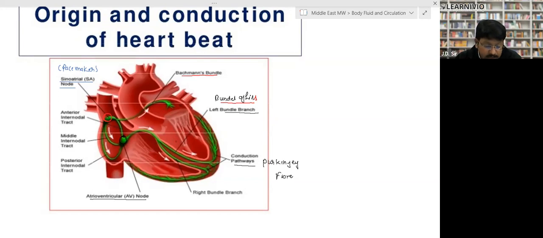which lies between the wall of the right atrium, near the opening of the superior vena cava. Full stop.